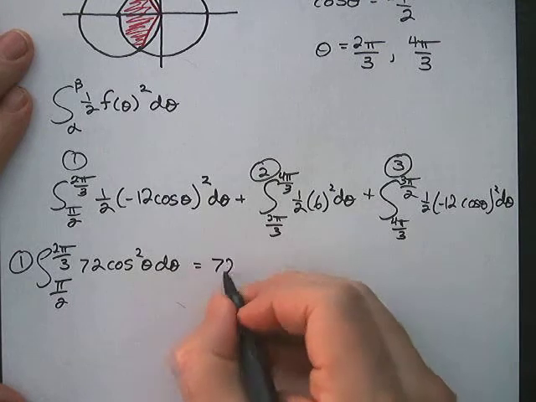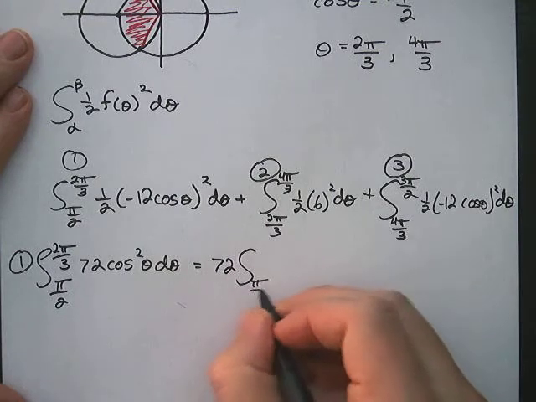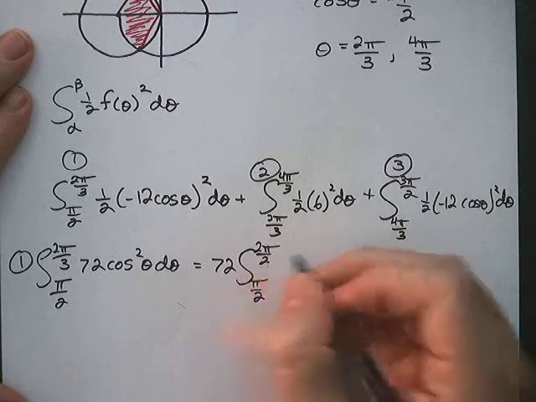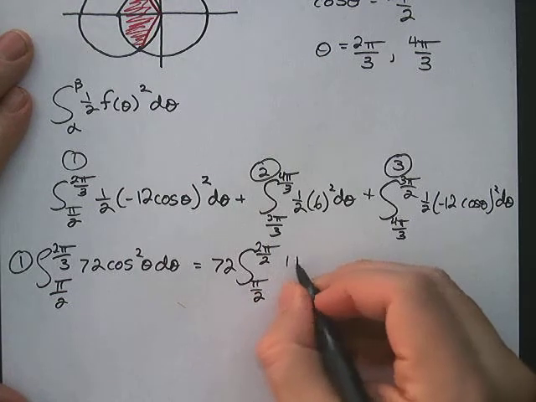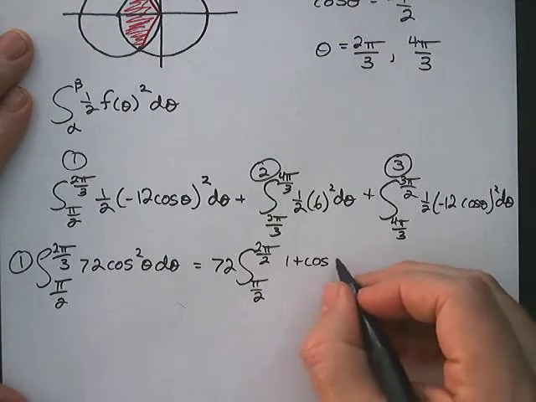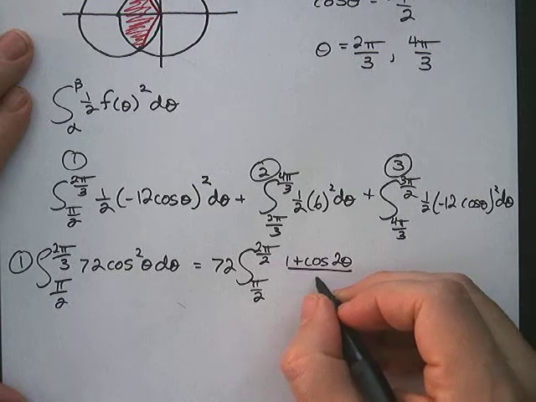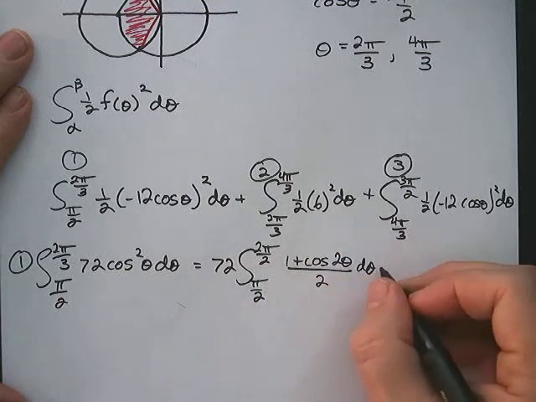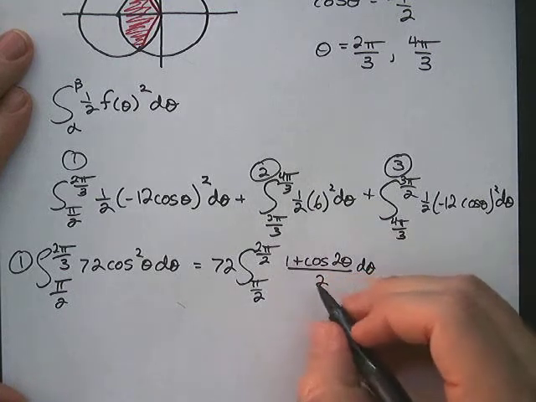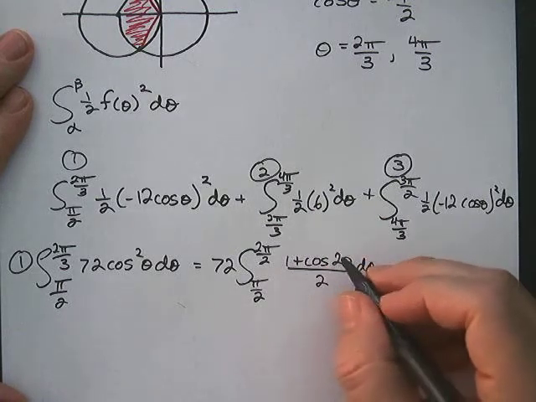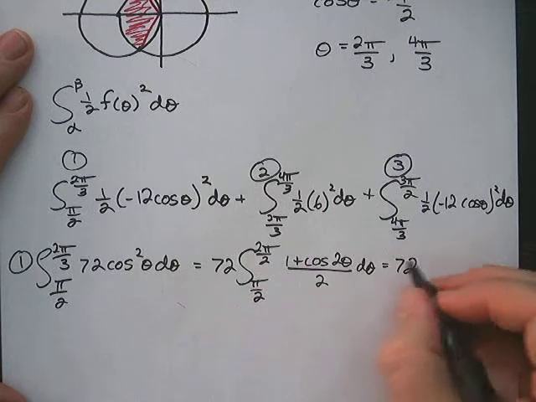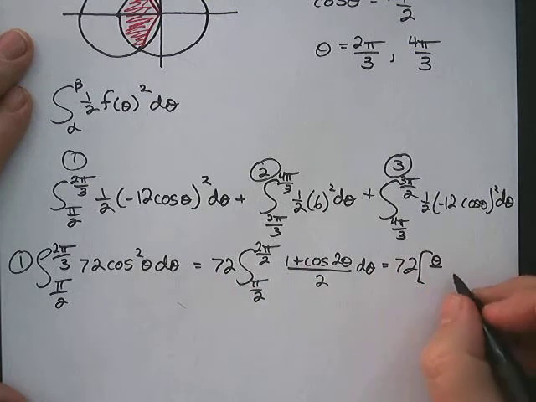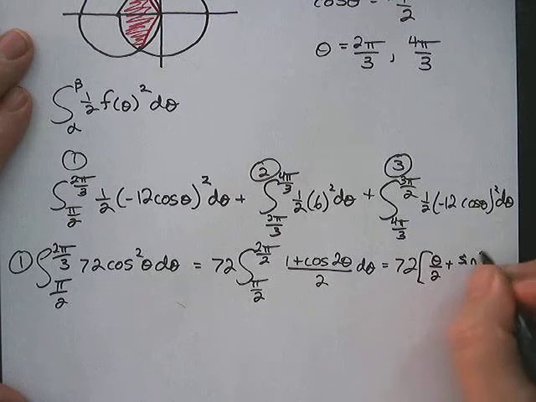I can leave the 72 out front. And I'm going to use a trig identity here, the half angle formula, to change this into 1 plus cosine 2 theta over 2, d theta. And then we can integrate that in pieces. You could split this up into 1/2 and cosine 2 theta over 2. That's going to give you 72 times theta over 2 plus sine 2 theta over 4.